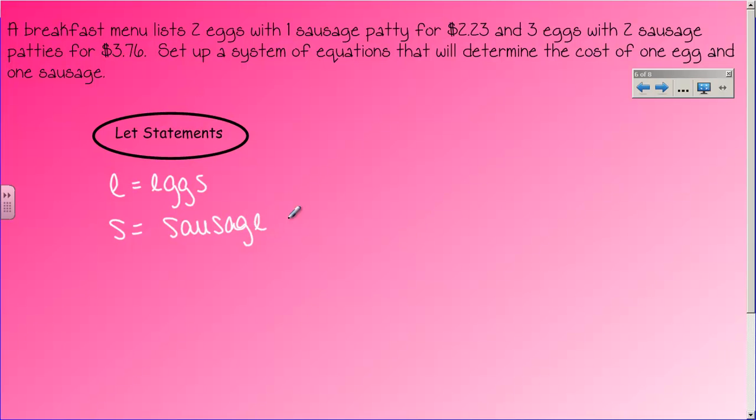Very easy. So we're going to take this first sentence. First part of the sentence. 2 eggs with 1 sausage is $2.23. So that's 2 eggs plus 1 sausage is $2.23. Next part of the sentence, 3 eggs with 2 sausages for $3.76. So 3 eggs plus 2 sausages is $3.76. That is the equation. That's how I would set it up. And I just picked it from the problem.